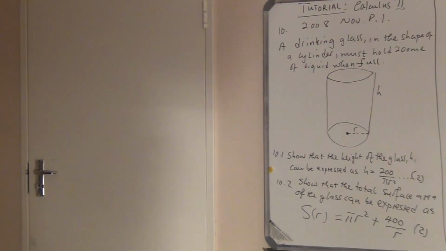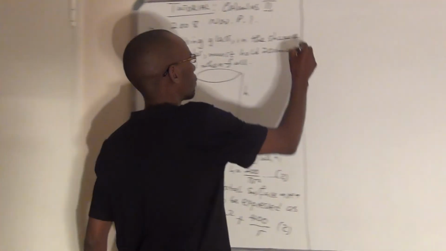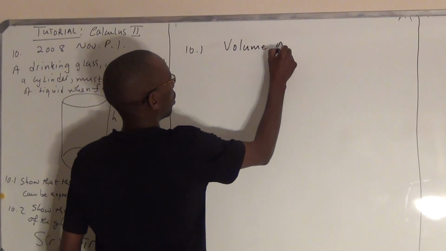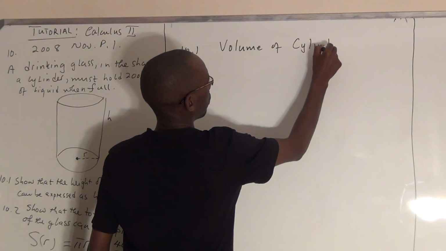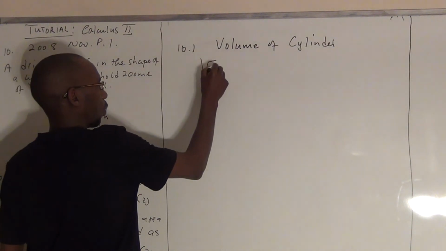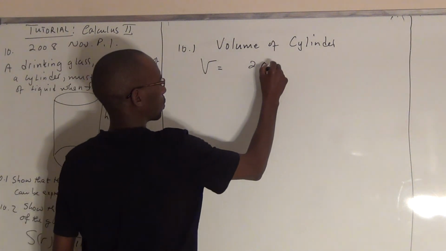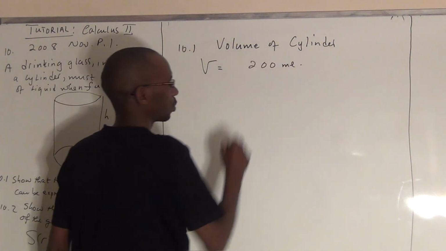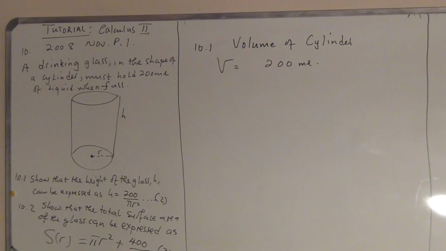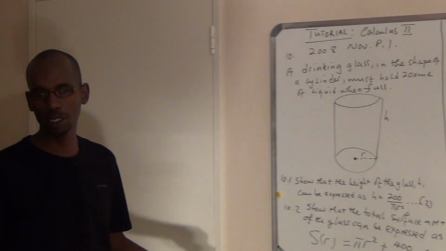So we can confidently come and write 10.1, volume of cylinder. One, we have been told that the volume is 200 mils. More importantly, the volume that the cylinder can actually hold is 200 mils, which is actually the volume of the cylinder in itself.